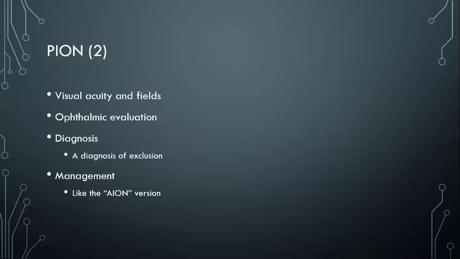So we've talked about this, how it's a diagnosis of exclusion, how the management is. You just go by the anterior version of the disease to guide your management. And then just to reiterate on ophthalmic exam, when you evaluate, what do you see? Afferent pupillary defect, at least initially, and everything else being pretty much normal, including fluorescein angiography.